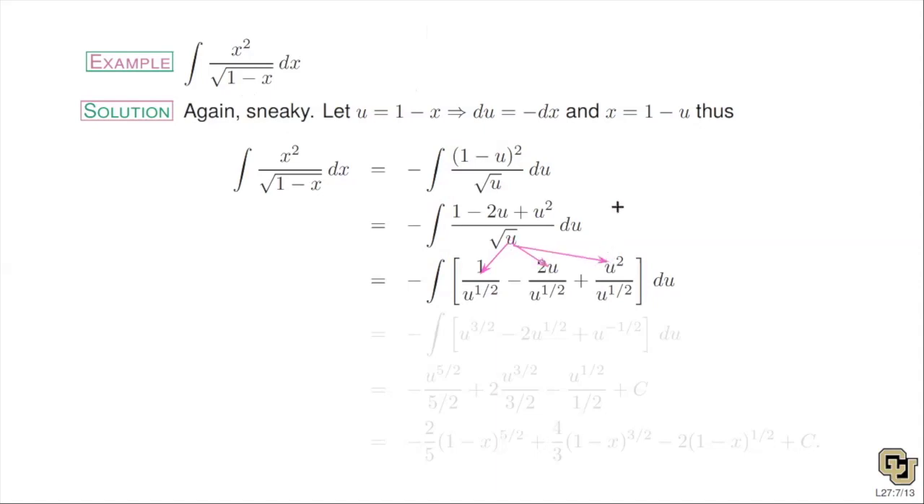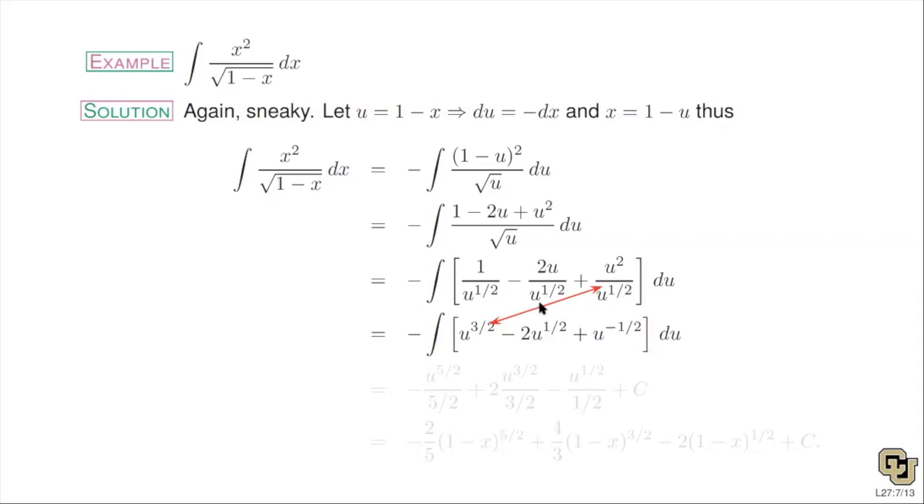I rewrote the denominator as u to the 1/2. And now let me do the algebra. Here you remember x to the m divided by x to the n is x to the m minus n. So here, be careful. This term is right here. So that would be u squared, u to the 2 minus 1/2. 2 is 4 over 2. 4 minus 1/2 is 3/2.